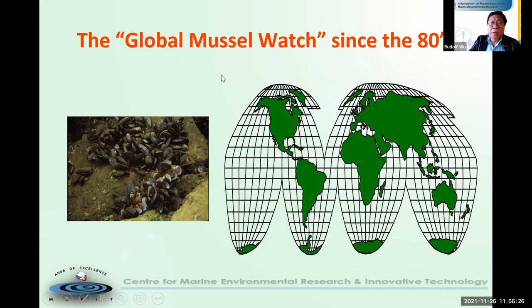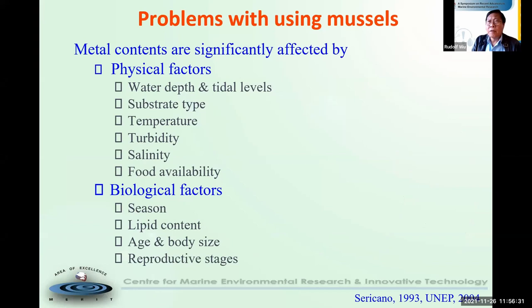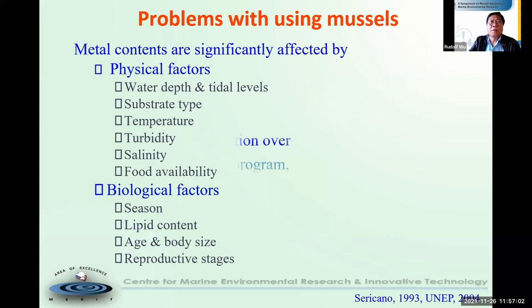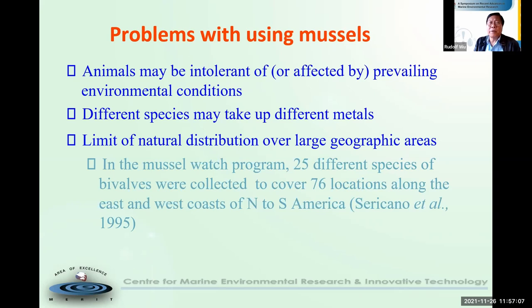However, even if the metals and the trace organics are biologically available in the mussel, the metal content is significantly affected by physical factors like water depth, substrate type, temperature, turbidity, salinity, food availability, and biological factors like the seasons, lipid content, age and body size of mussels, and reproductive stage of mussel, and so on. Now, the other problem is the animal may be intolerant or affected by the prevailing environmental condition, which you don't know.